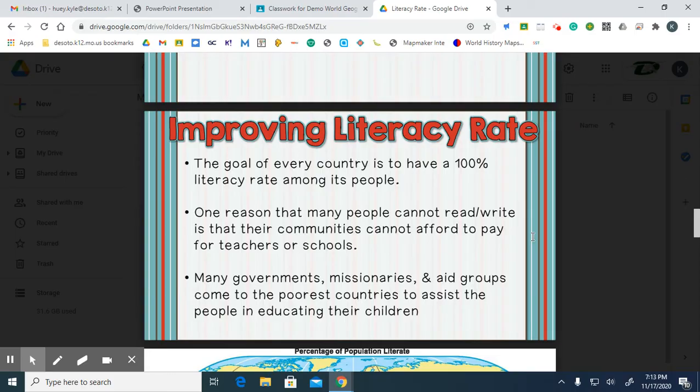So if you have ever been to a church or anything that may have a missionary or an aid group that goes to a third world country to try and build schools and train teachers and teach kids how to read, there are countries all around the world, not just the United States, that do that. Because ultimately the goal of the world is to get every country to a 100% literacy rate. That means that our global economy will increase and the standard of living for the world will increase as well.